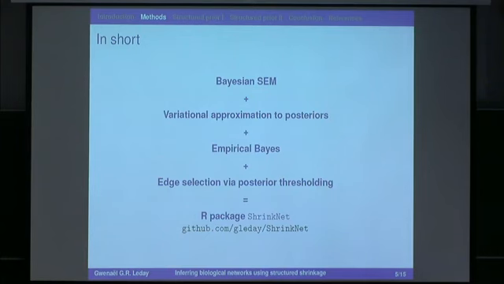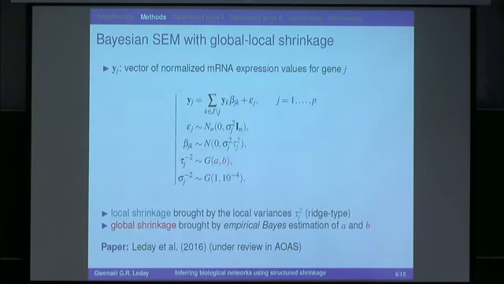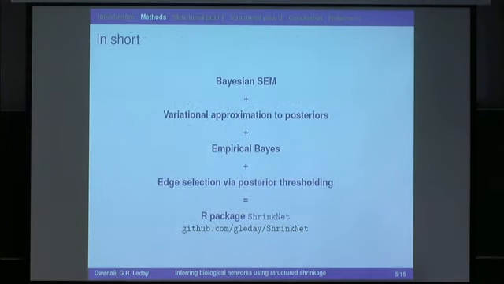And yes, so basically the framework that we developed is based on this model, and in short, we use a Bayesian SEM, we use variational approximation to the posterior for fast inference with empirical Bayes for the global shrinkage, and we do edge selection via posterior thresholding. And this resulted in this R package. Our interest was in extending that framework.